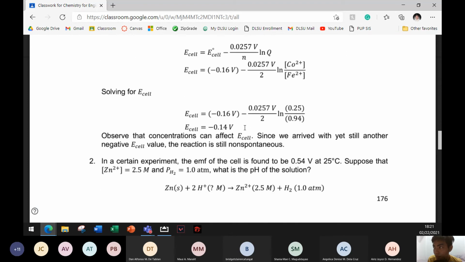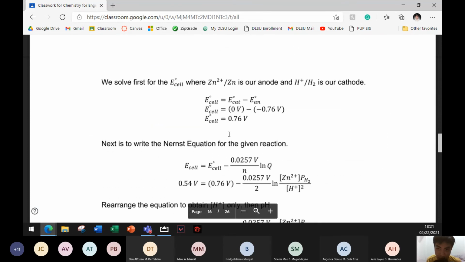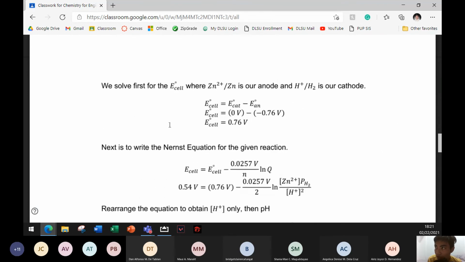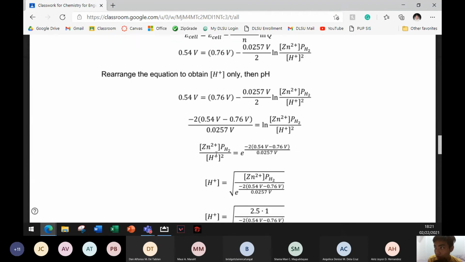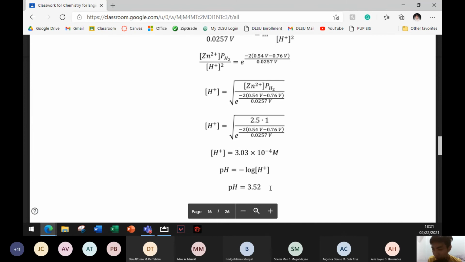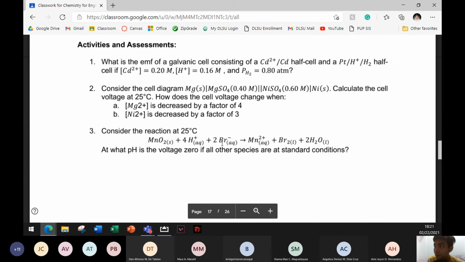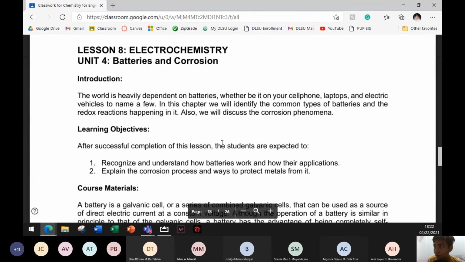Ayan. Okay, so makikita nyo, andyan na yung detailed solution with explanation. Actually, itong problem na sinagutan natin, andito pala siya, in a certain experiment. Okay. So, andito siya. Ayan. And the pH is 3.52, just as what we solved. Okay, so ayan.